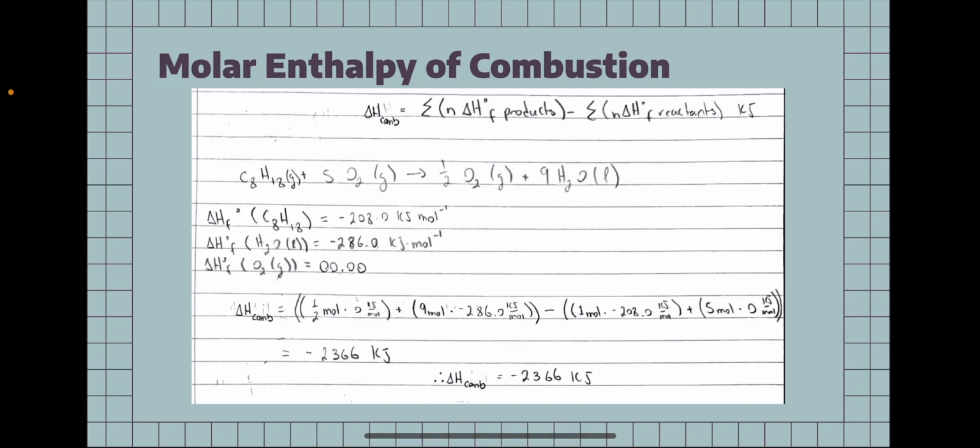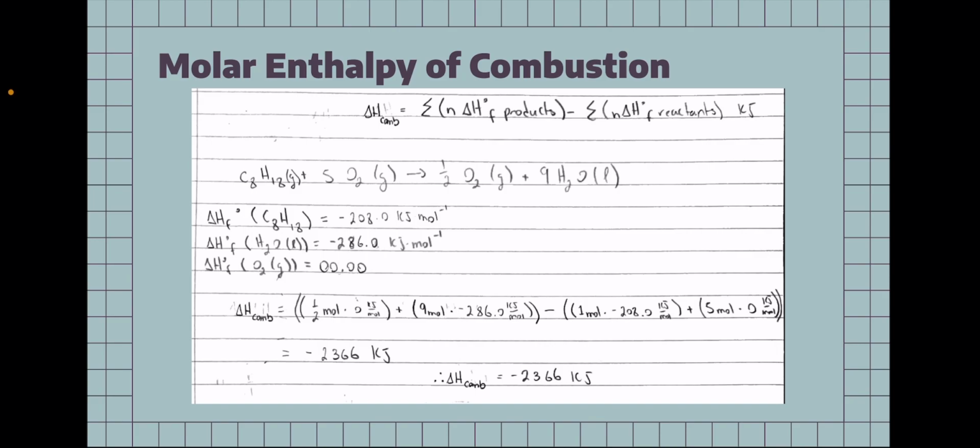So the molar enthalpy of combustion for octane is negative 2,366 kilojoules. And I found this answer by subtracting the moles times the standard molar enthalpy of formation of the reactants from the moles times the standard molar enthalpy of formation of the products. So the standard molar enthalpy of formation for water is negative 286, and for oxygen it's 0.